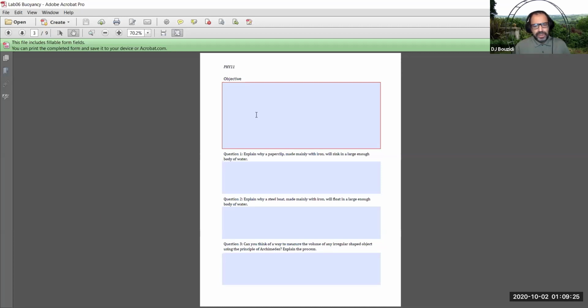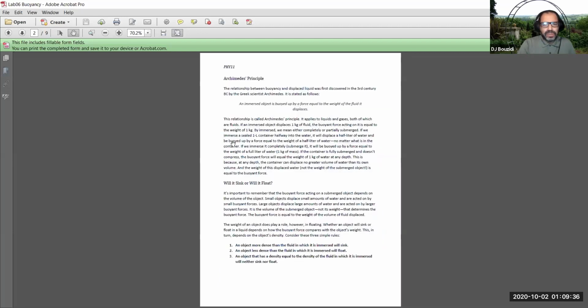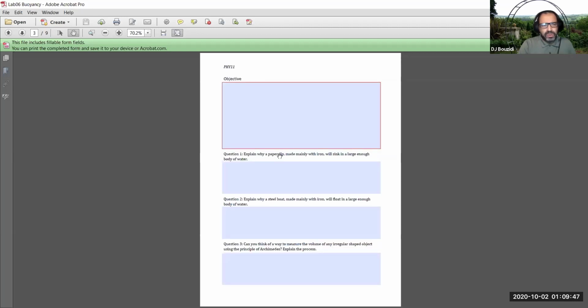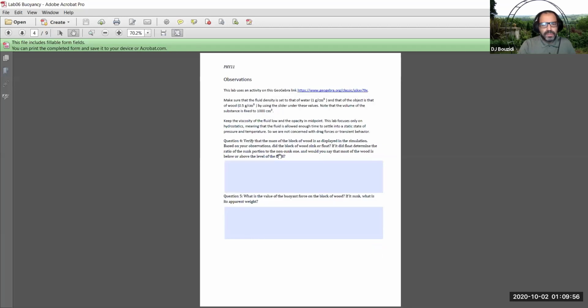Question 3, can you think of a way to measure the volume of any irregular shape object using the principle of Archimedes? It's a good idea to read this section if you don't know what that is, okay? And in the textbook, there is actually a schematic of how to do that. So all you have to do is put the object in a container and then measure the volume of the displaced fluid. That should be the same volume as the object, okay?